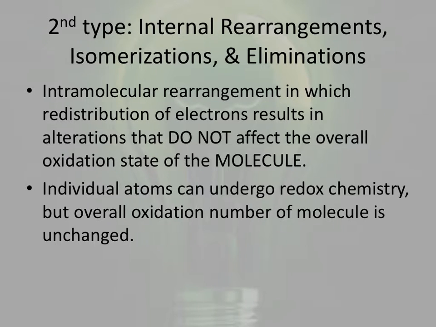All right. So the second type are those isomerizations. Technically, they can also be elimination reactions. These are all intramolecular rearrangements of some sort. That's what makes them so special: they're not going to affect the overall oxidation state. That's the biggie. The individual atoms can undergo redox chemistry, but overall, the molecule has to be unchanged.